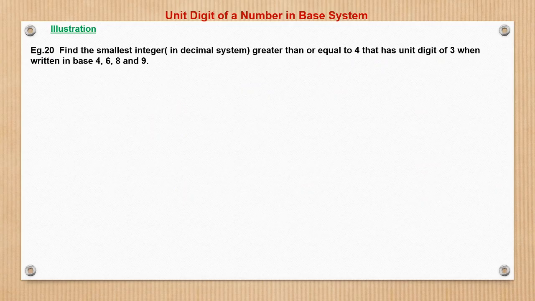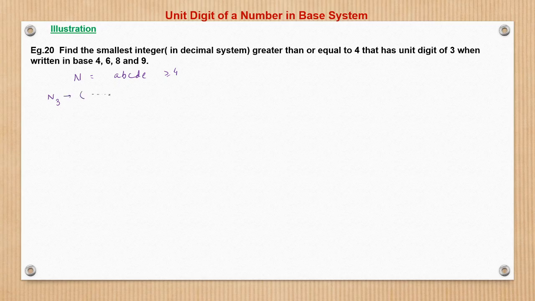Now this problem we will see, that is problem 20. Here it says find the smallest integer in decimal system greater than or equal to 4 that has unit digit of 3 when written in base 4, 6, 8 and 9. So here n is a number, say any general number, which is more than or equal to 4.